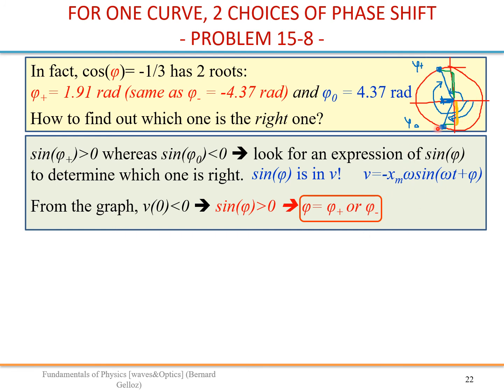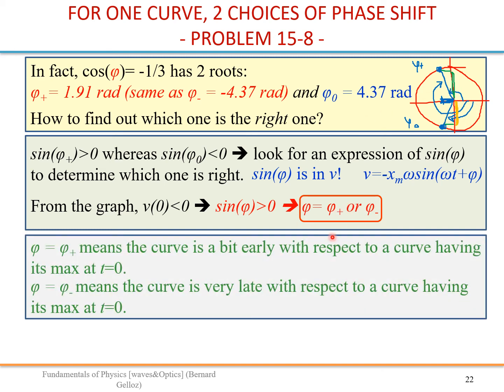Or minus, if you want to take it negative. So what actually is the difference between these two, phi plus and phi minus? Obviously phi plus in absolute value is smaller than phi minus. So if you take phi equal phi plus, it means that the curve is a bit early with respect to the curve having its max at t equals 0. If you take phi minus, you will get minus 4.37 radians.